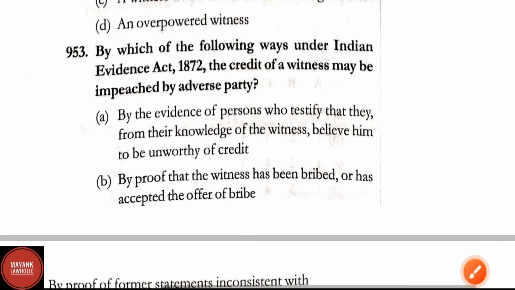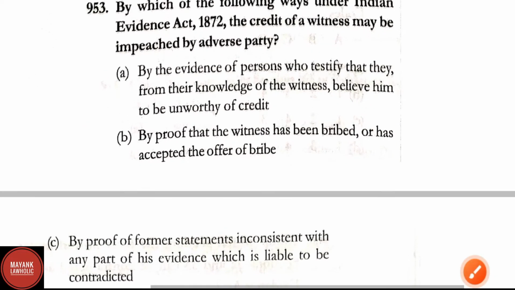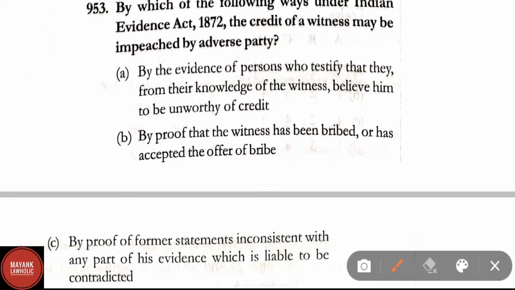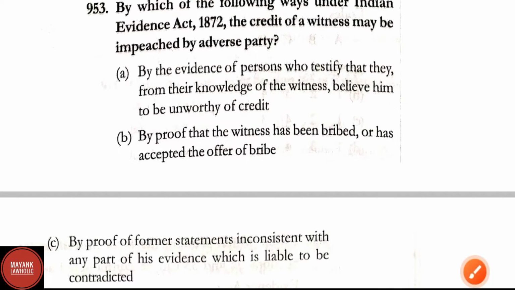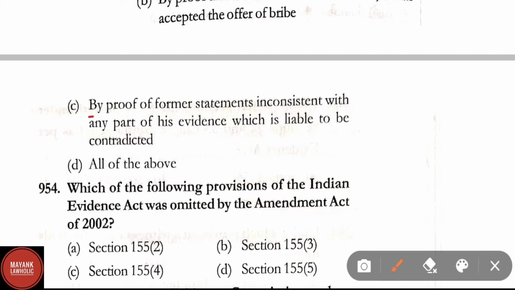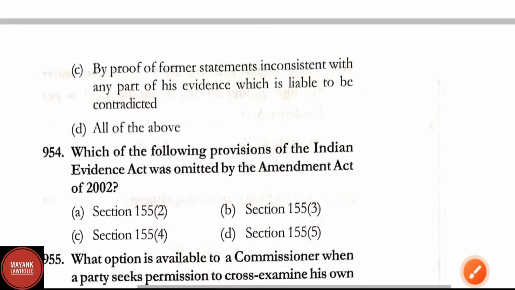Question number 953. By which of the following ways under the Indian Evidence Act 1872 the credit of a witness may be impeached by the adverse party? Options are: A, by the evidence of persons who testify that they, from their knowledge of the witness, believe him to be unworthy of credit. Option B, by proof that the witness has been bribed or has accepted the offer of a bribe. C, by proof of a former statement inconsistent with any part of his evidence which is liable to be contradicted. And D, all of the above. Here correct answer is option D, that is all of the above statements are correct.